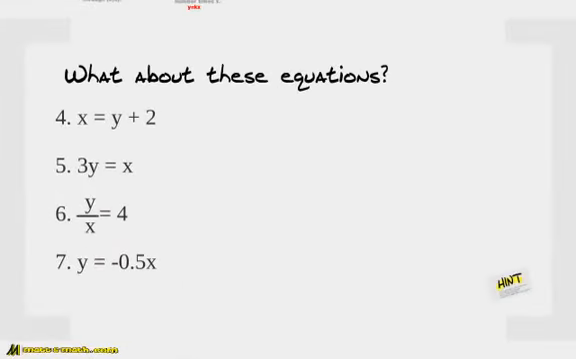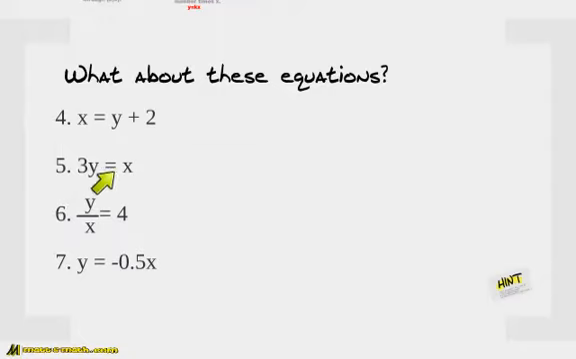All right. What about these equations? Are these direct variations? Remember, it's got to look like y equals some number times x. Does this look like that? No, it doesn't, does it? If I plug in 0 for y, what spits out? 2 spits out, so 2, 0. So it doesn't go through 0, 0, right? Let's look at this one.